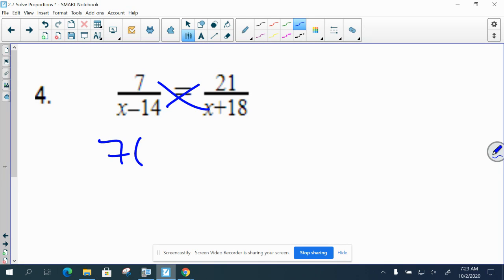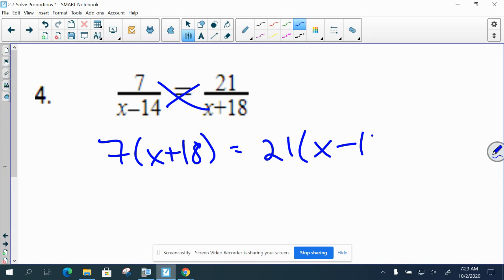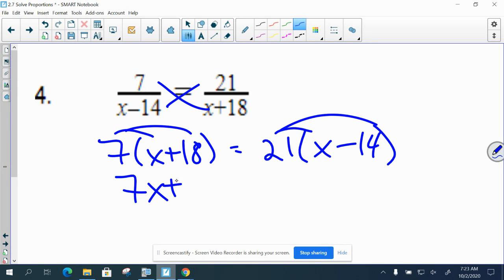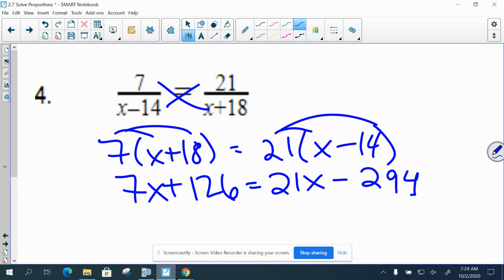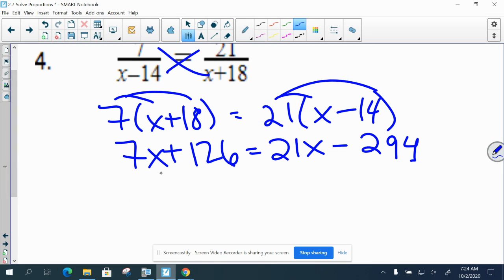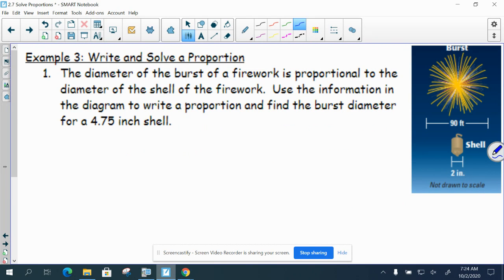So you have 7 times x plus 18 equals 21 times x minus 14. Distribute. So you get 7x plus 7 times 18 gives you 126. And 21x minus 21 times 14 gives you 294. Okay, so at this point you can figure out what you need to do to get the answer, which was x is equal to 30. Okay. All right, so now for some word problems.